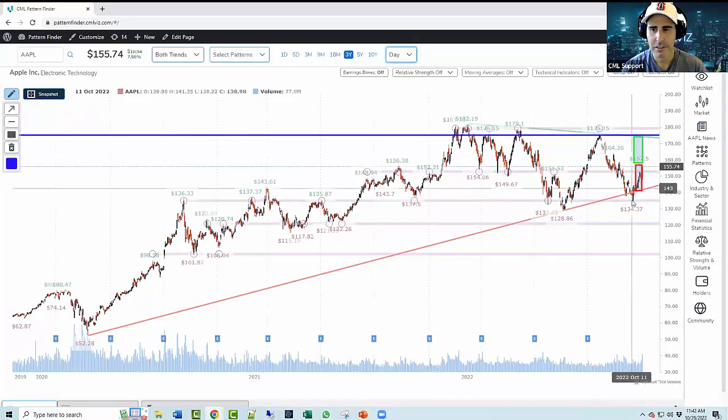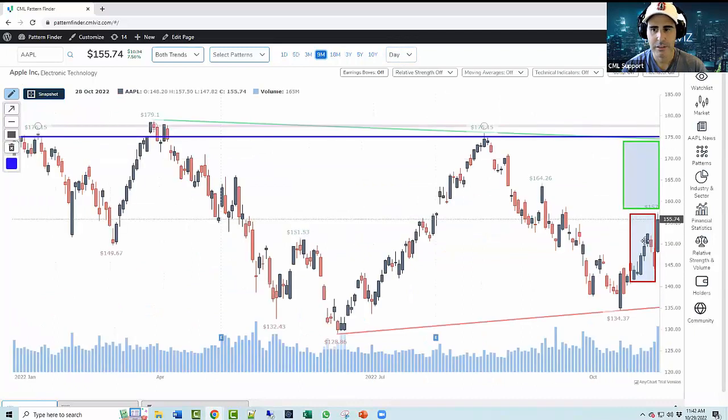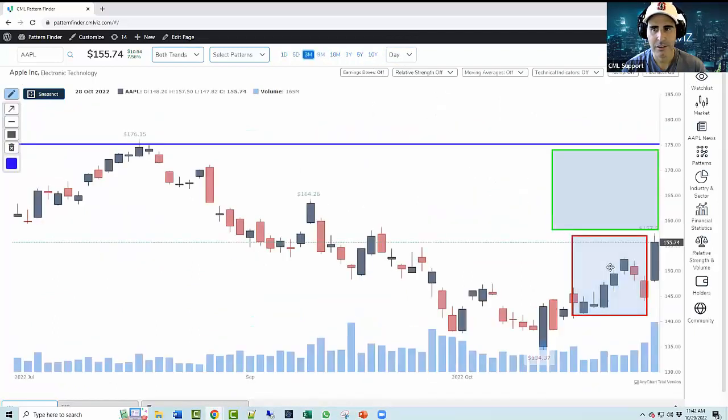Huh. Right there. 9 month. Crazy. 3 month. Okay. So my conclusions. All the time periods show a bounce off of support for that time period. And the room to resistance, our profit zone, is substantial.